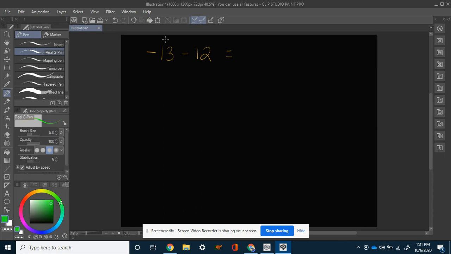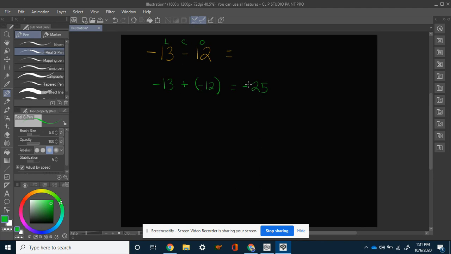So we use our rules of leaving the first, changing to addition, and then we add the opposite. So we're going to leave the first number. Negative 13 does not change at all. We're going to change the subtraction into addition. And the opposite of 12 is negative 12. And now we have an easier problem. Same sign, and we're going to add and keep them together. So 13 plus 12 is 25. And they're both negative, so it stays negative.